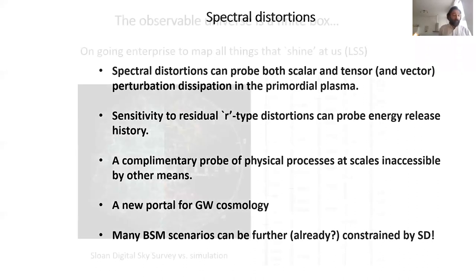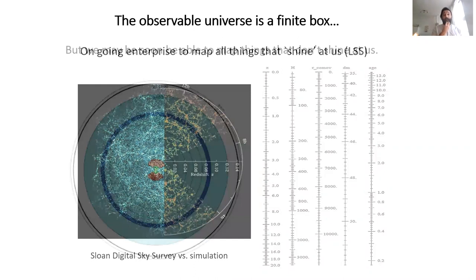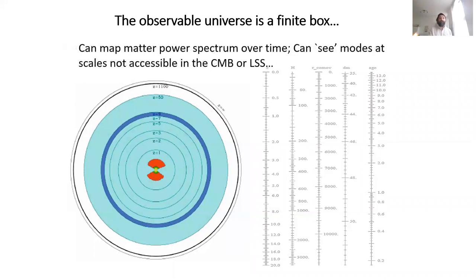Okay. So to conclude, again with a big picture: the observable universe is a finite box. We live in a Hubble volume. It's by definition finite. That's what you mean by observable universe. And although it's an ongoing enterprise to map all of the things that are shining at us, this is large scale structure. But something I'd like to advertise for the future is that one day we may be able to do the same thing for things that don't shine at us, with 21 centimeter tomography.